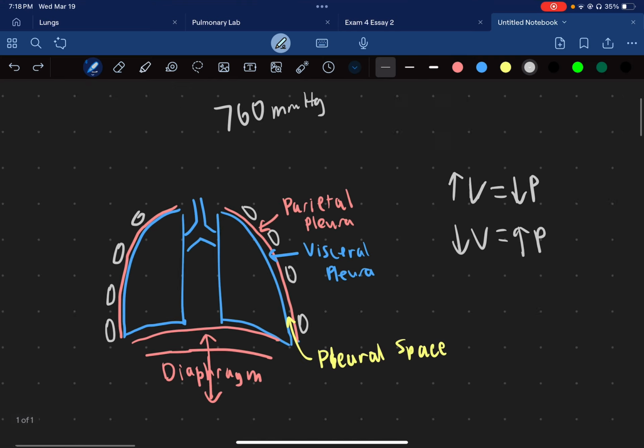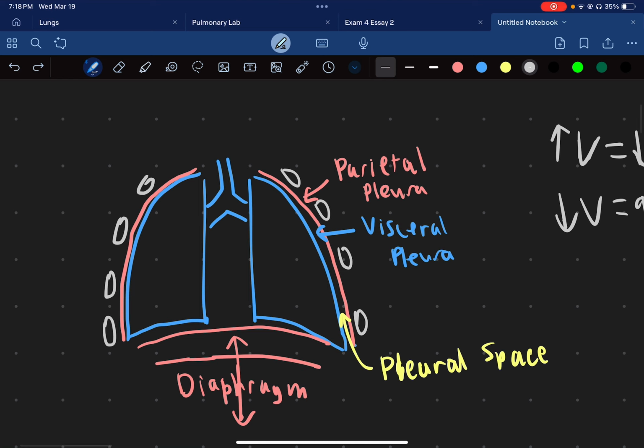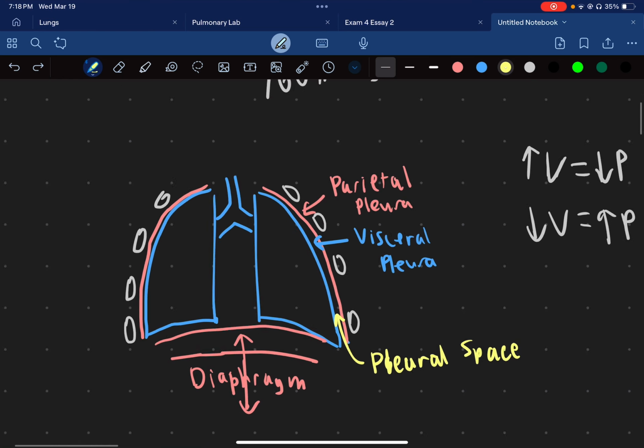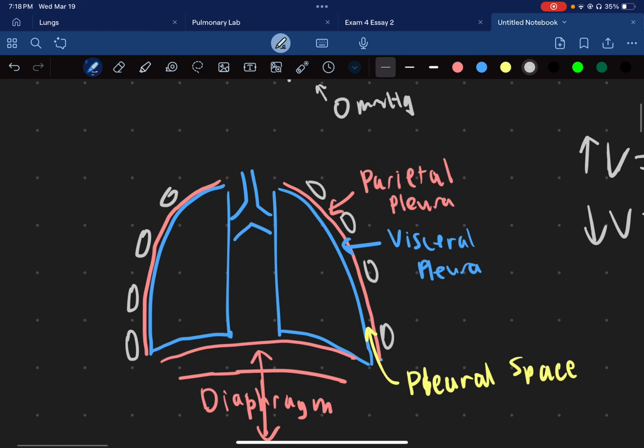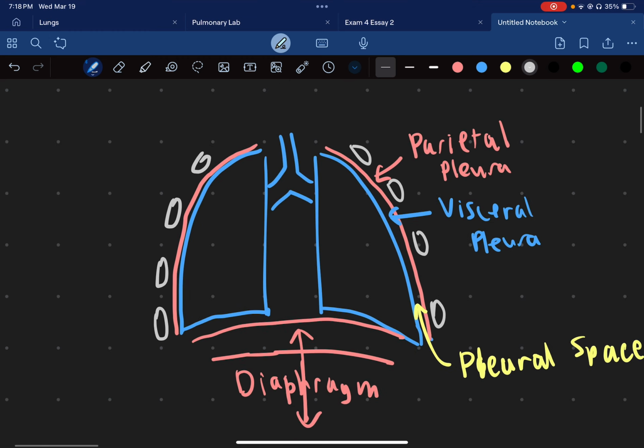Now, the reason we say negative pressure is because a lot of times we'll be referring to this 760 right here as 0 millimeters of mercury because it's the set point. So whatever the atmospheric pressure is where you are would be 0. Relative to that, the lungs here will either get negative or positive. Negative to inhale, positive to exhale.